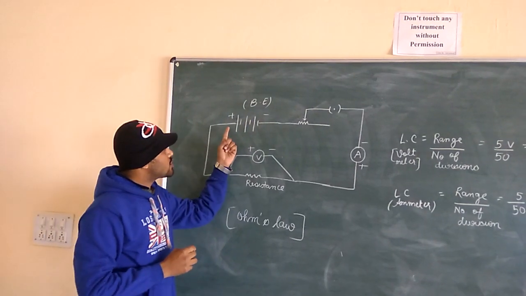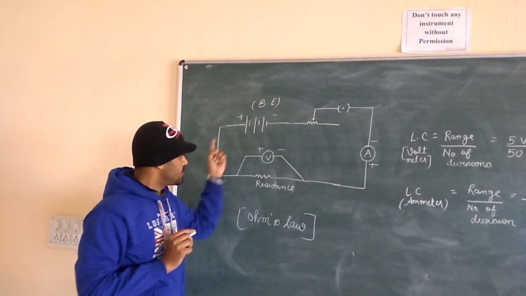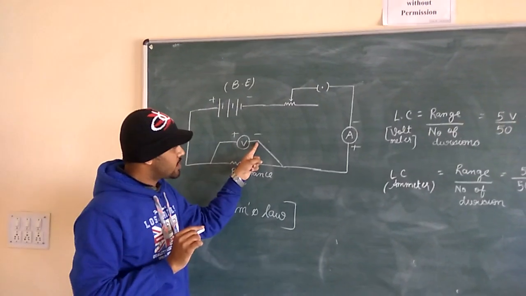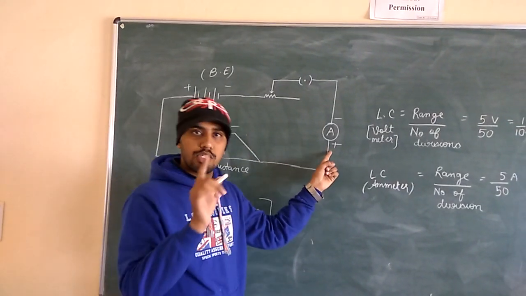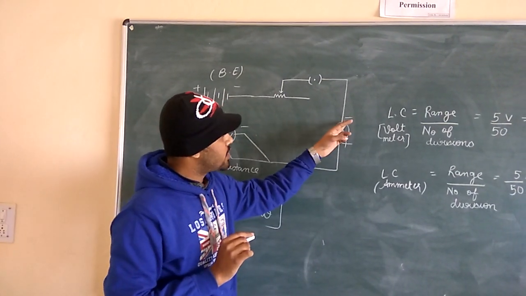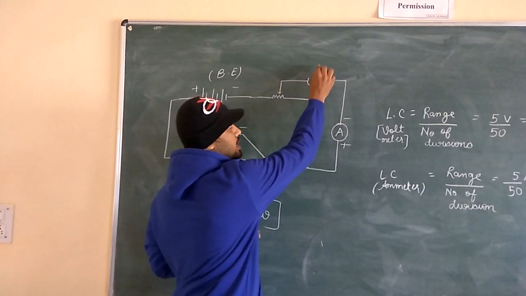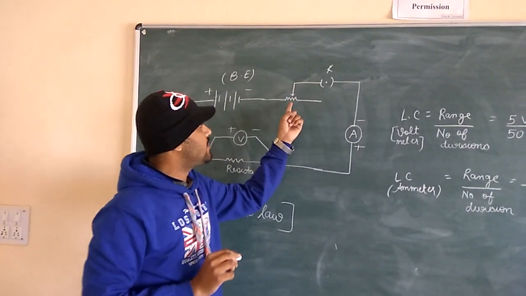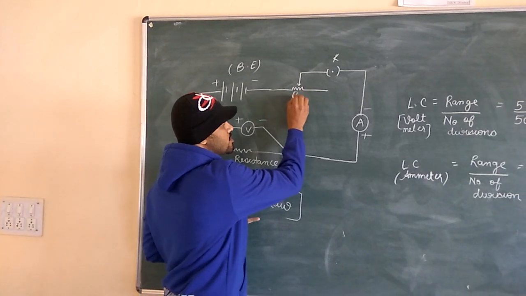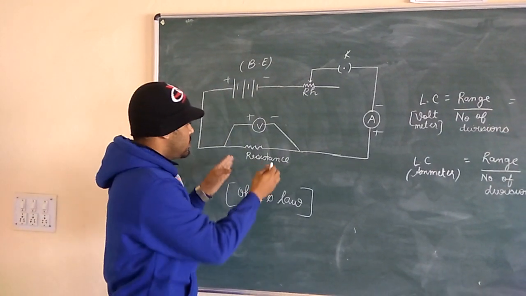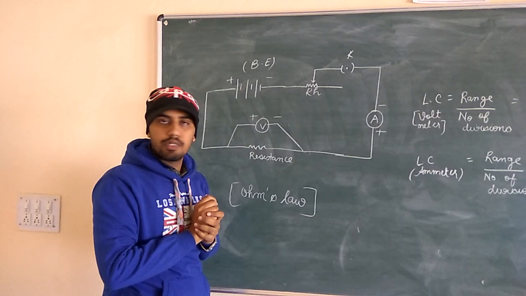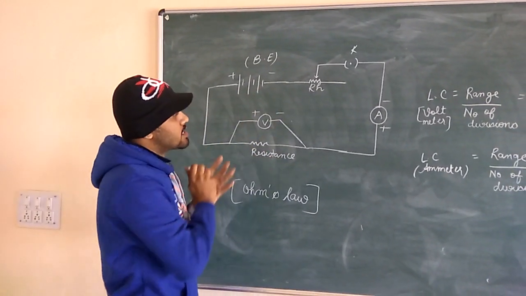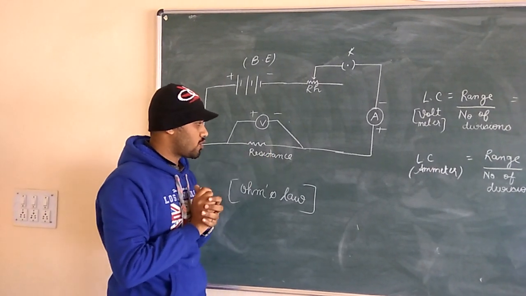The positive end of this battery eliminator is connected with the positive terminal of the voltmeter. The negative terminal of the voltmeter is connected with the positive terminal of the ammeter. The negative terminal of the ammeter is connected with the key, and the next terminal of the key is connected with the rheostat. That device is known as the rheostat, RH. The resistance wire, whatever we use, is parallel to the voltmeter. So this is basically a circuit analysis of Ohm's law.